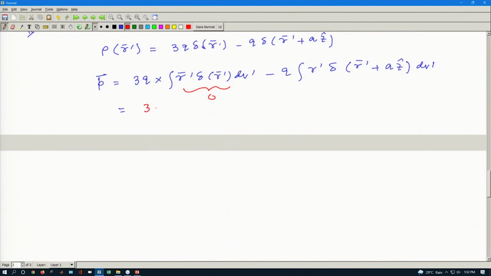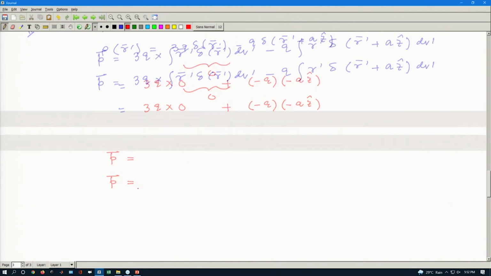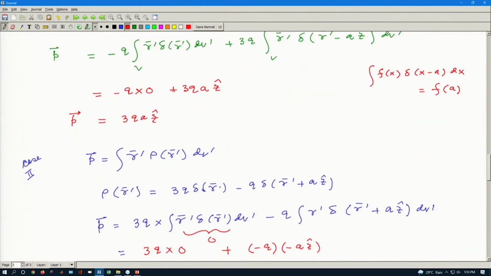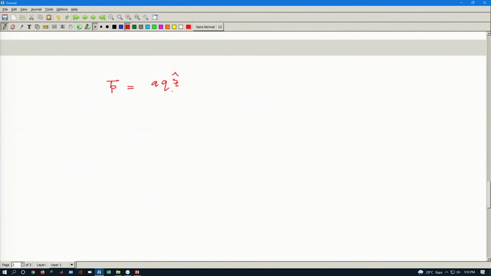So, I have 3q multiplied by 0 plus this quantity, which is minus q multiplied by minus a z. So, that means for case 2 the value of the dipole moment is simply a q z unit vector. Previously the value was 3 a q z unit vector, now it is a q z unit vector. Okay. Now, we are almost there.